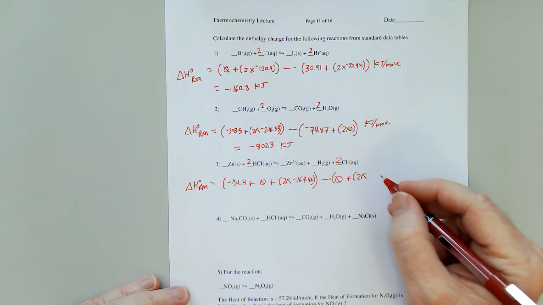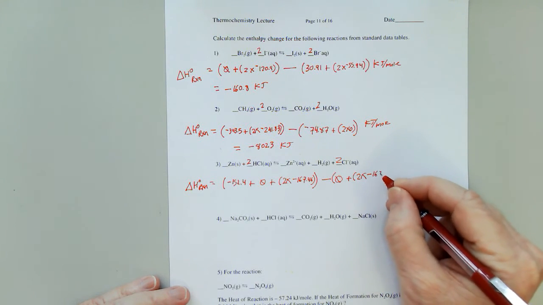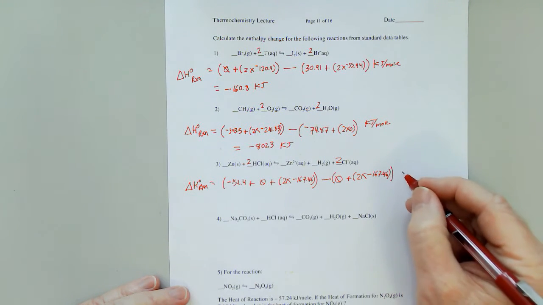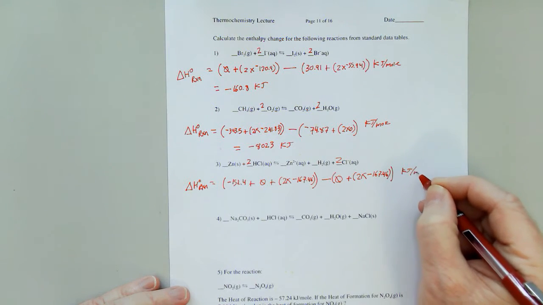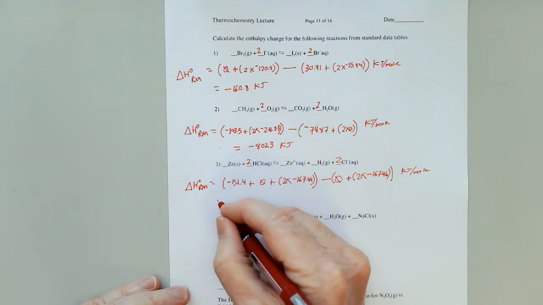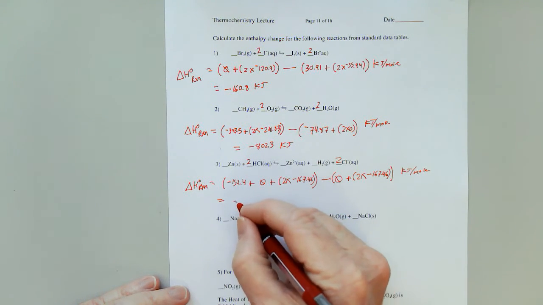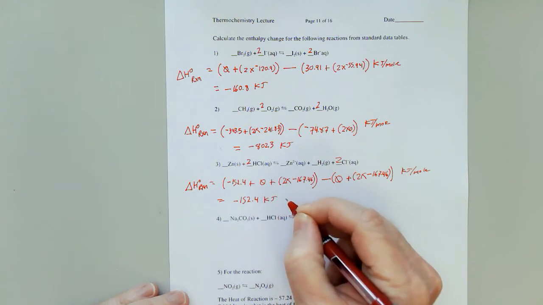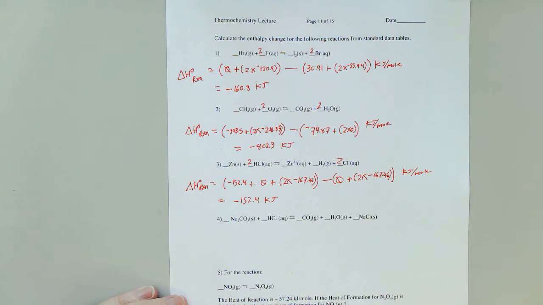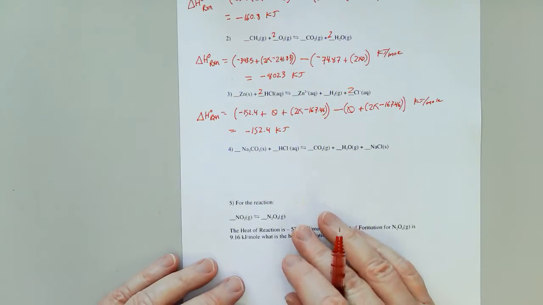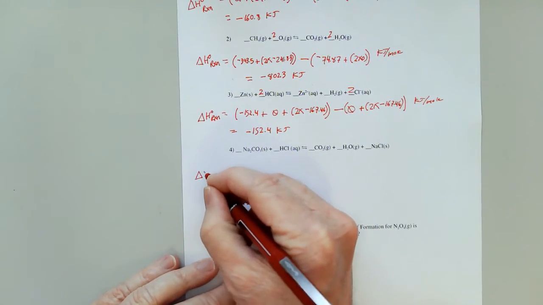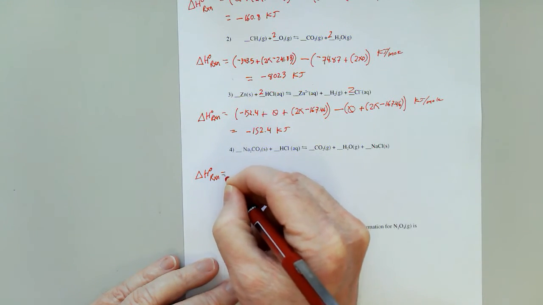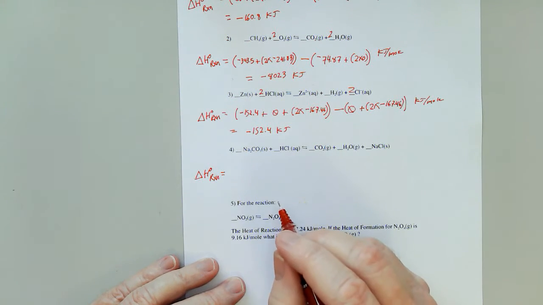negative 167.46. Kilojoules per mole for all of these. And this ends up equaling negative 152.4 kilojoules. Okay. We'll do one more like this, and then we're going to move on to a slightly more useful approach to it.